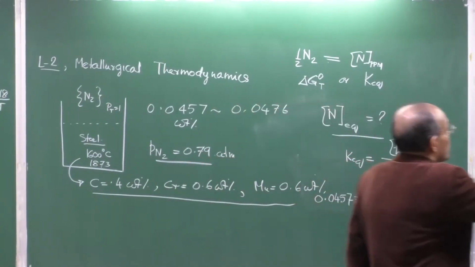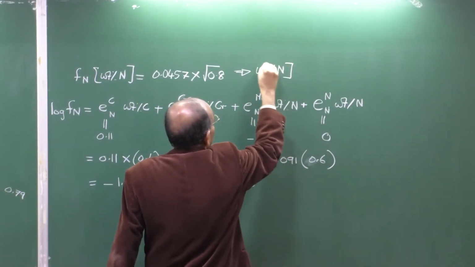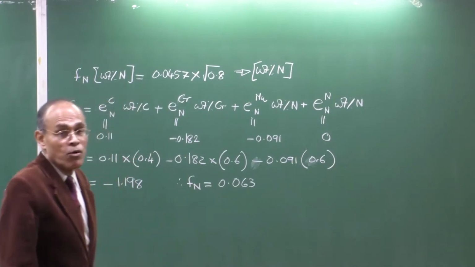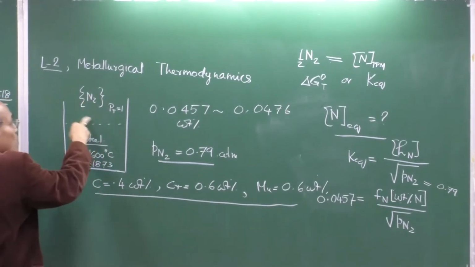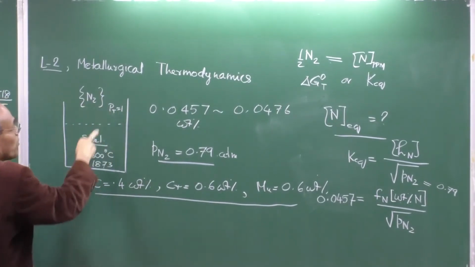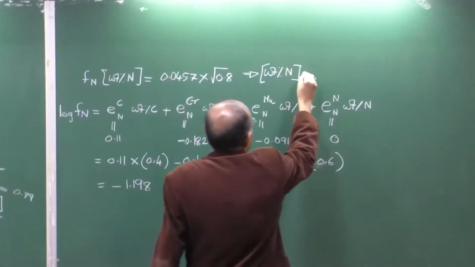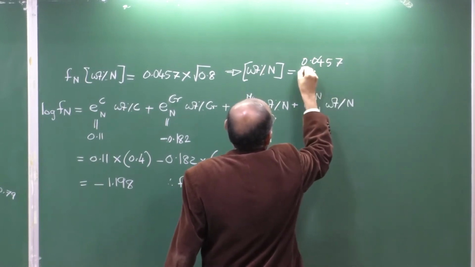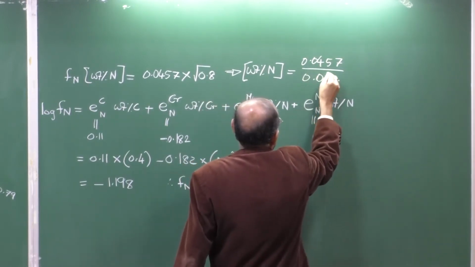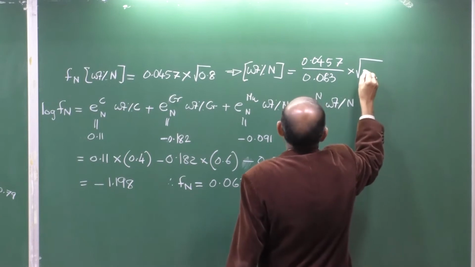So, if you now go here, this will give me the weight percentage of nitrogen in equilibrium, okay, what percent of nitrogen in steel in equilibrium with atmospheric air at total pressure equal to 1 atmosphere and temperature equal to 1600 degree centigrade is basically 0.0457 divided by 0.063 multiplied by square root of 0.063.